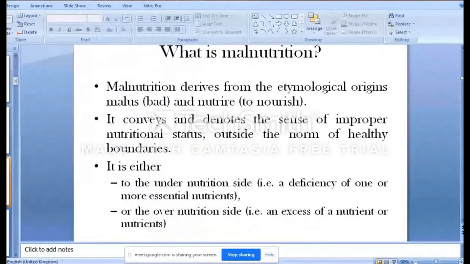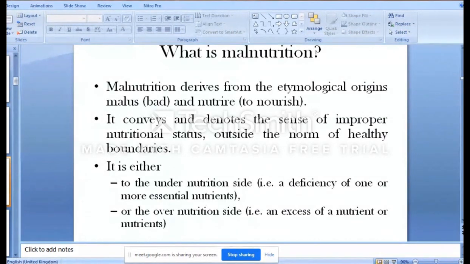So what is malnutrition? Malnutrition derives from the etymological origins malus, meaning bad, and nutrire, meaning nourish. It conveys the sense of improper nutritional status. That means the individual is outside the norm of health boundaries. Health boundaries are between average nutrition and proper nutrition, and the extremes of nutrition are outside those.